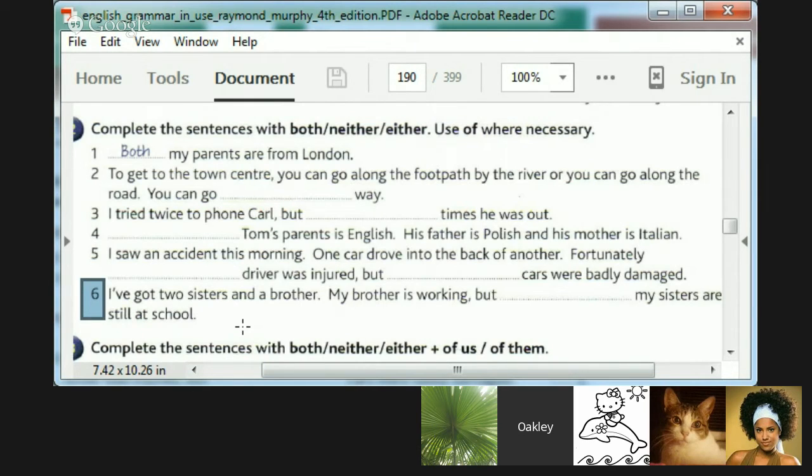Philip, number 6, please. I've got two sisters and a brother. My brother is working, but neither of my sisters are still at school. Well, what do you think? We can say my brother is working, but both my sisters are still at school. Yeah, that makes more sense. You wouldn't bring up a negative here. It just doesn't make sense. My brother's working, but why say but neither of my sisters are flying in outer space? It seems a weird thing to say. Both, definitely both. Now here you could say "both my sisters," or you could say "both of my sisters." Either would be okay.